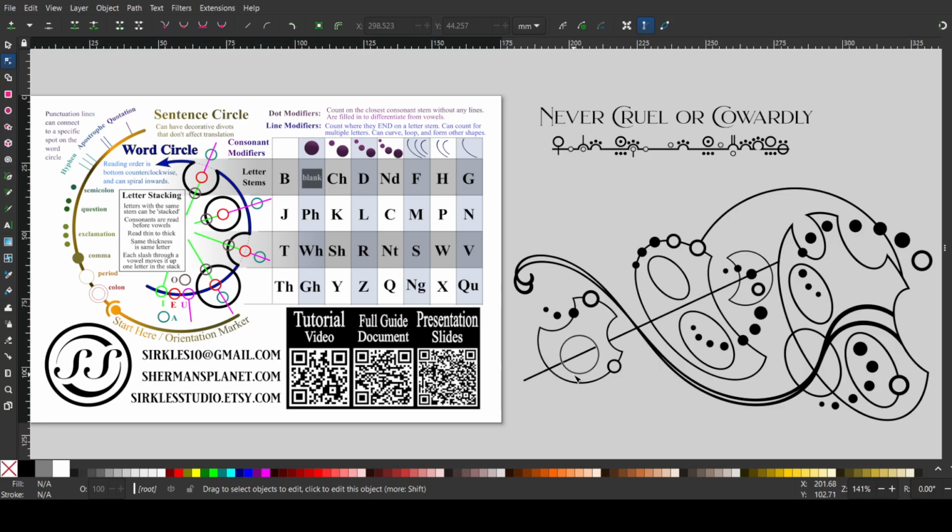And it is a completed circle, like this completed circle here, because an N is in this row, which is a completed circle letter stem. So this is a completed circle inside the word, whereas a completed circle on the line of the word circle is used here for the Y in cowardly, like that. Anyway, this N has one line modifier on it, one line coming off of it here, and that one line puts it in this last column here. So we combine the row plus the column to get the letter.